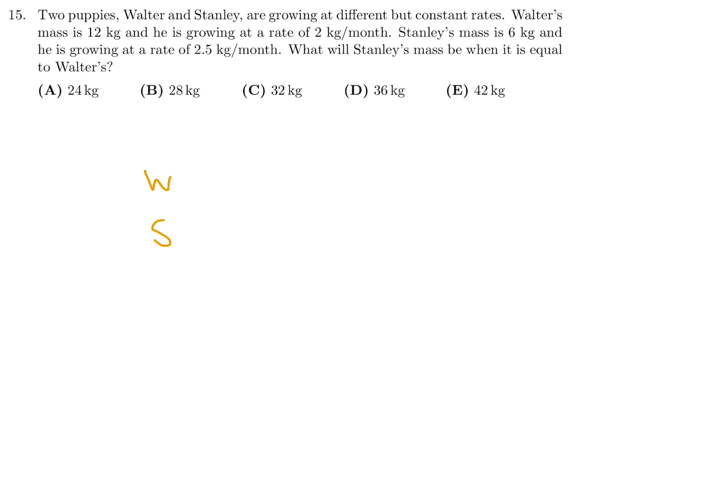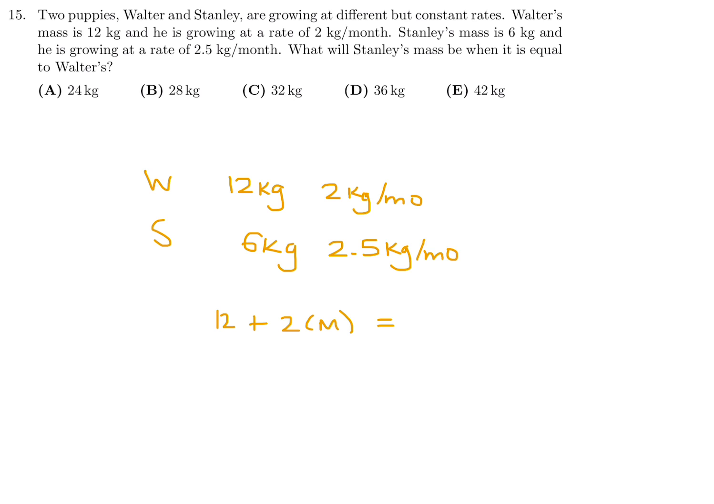Walter and Stanley. Walter is 12 kg, and he's growing at 2 kg per month. And then Stanley is 6 kg, and he's growing at 2.5 kg per month. So basically, 12 plus 2 kg per month times the number of months is equal to 6 plus 2.5 kg per month times the number of months, because eventually their masses are equal. So you do this math here, this becomes 6, this becomes 0.5 m, and multiplying both sides by 2, you get m is equal to 12.